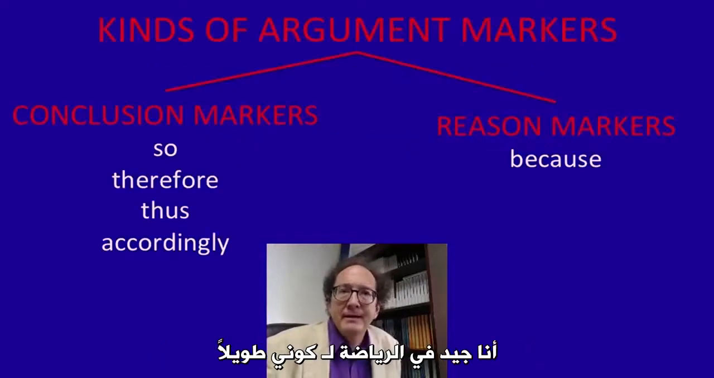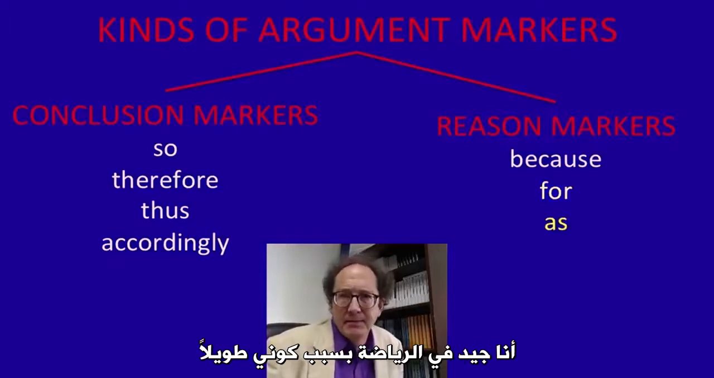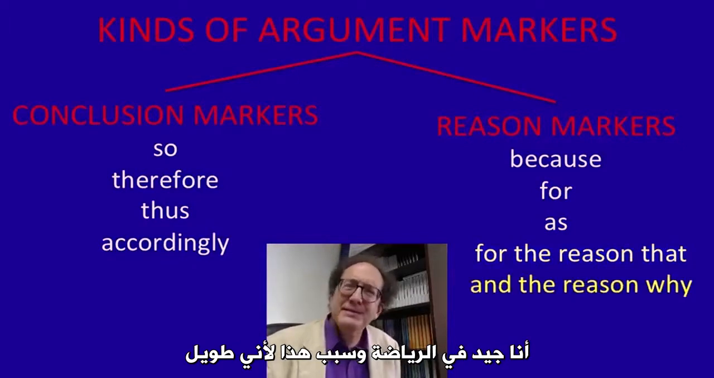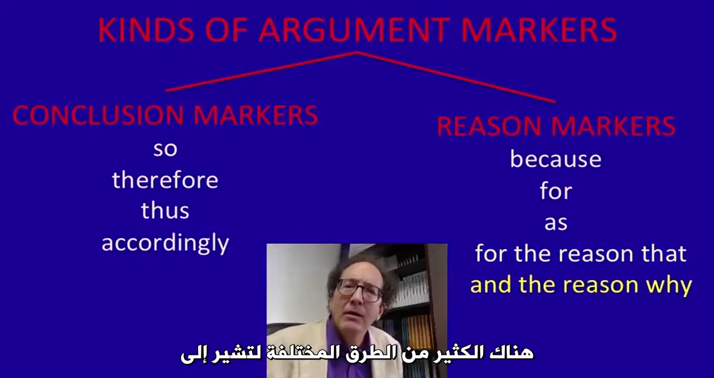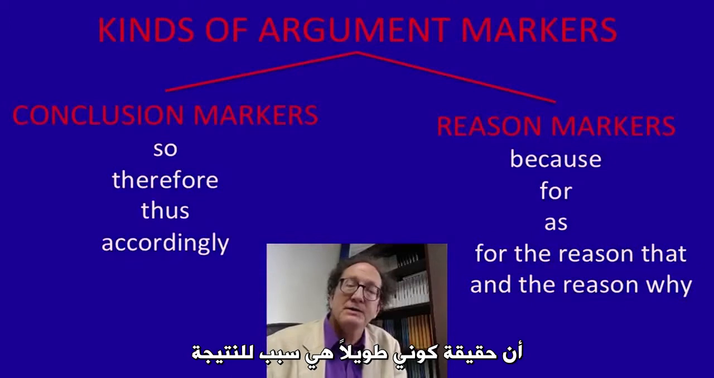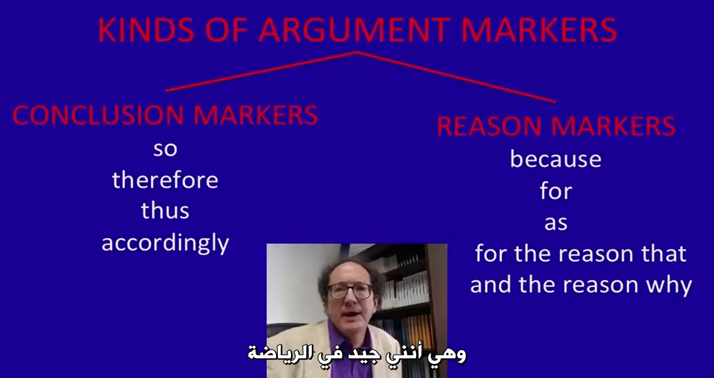You could say, I am good at sports for I am tall. I am good at sports as I am tall. I am good at sports for the reason that I am tall. Or I am good at sports and the reason why is that I am tall. There are lots of different ways to indicate that the fact that I am tall is a reason for the conclusion that I'm good at sports.